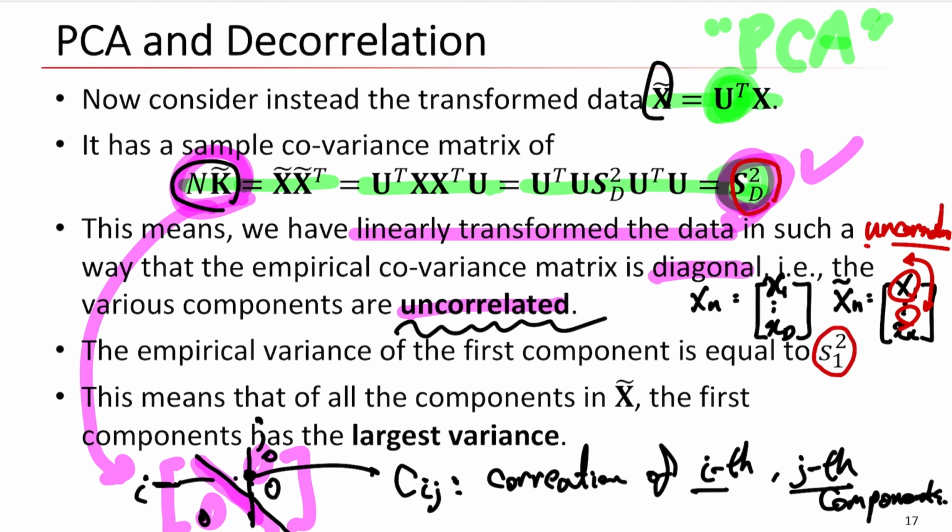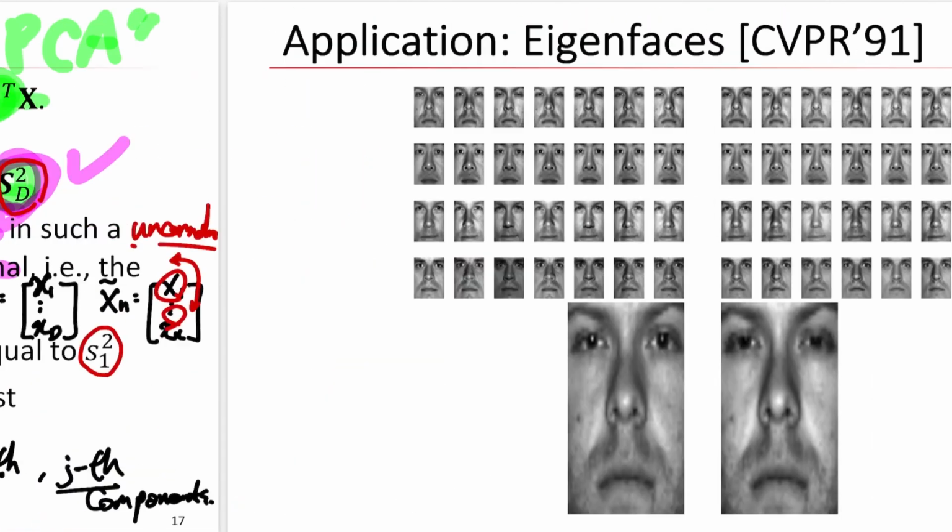Because this is defined here, right? So this means that among the components in x hat, the first component has the largest variance. It means that the first vector, the first u, contains the largest variance, so that it maximizes the spread of the data distribution of the original R^D space. Okay, so this is why the PCA can decorrelate the original input data in the projected space.